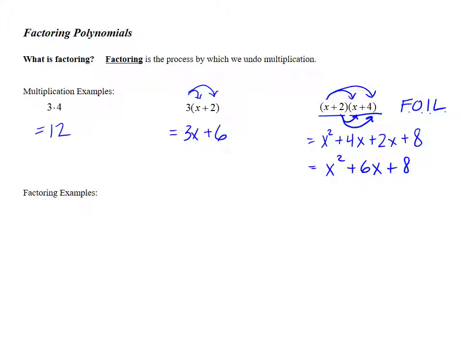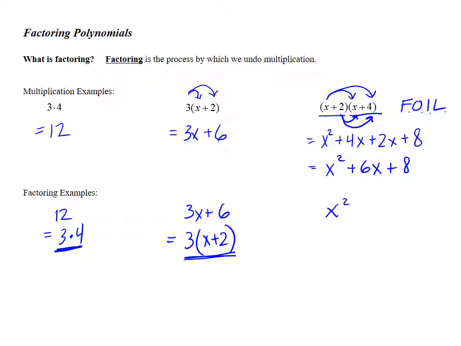Now, in factoring, we would actually reverse that process. So we would start with a 12 and rewrite it as 3 times 4. So that would be 12 factored. We would take 3x plus 6 in our second example and undo that distribution. So take the 3 out and show that we would have to have the x plus 2 left. So 3 times x plus 2 would be our answer if we were factoring.